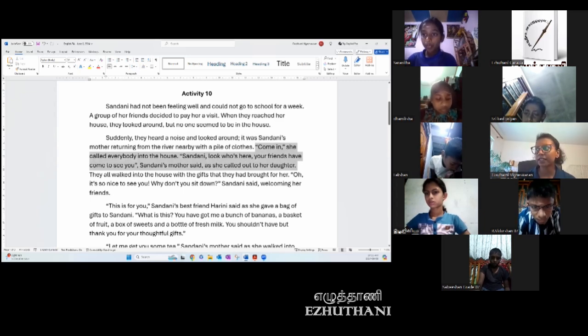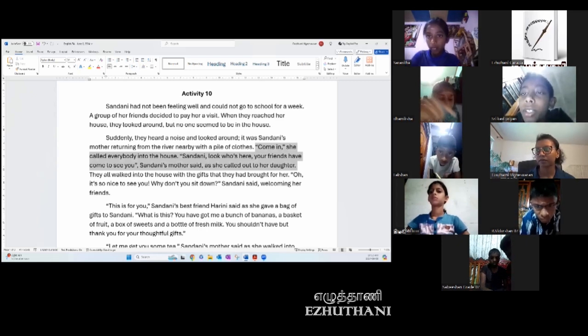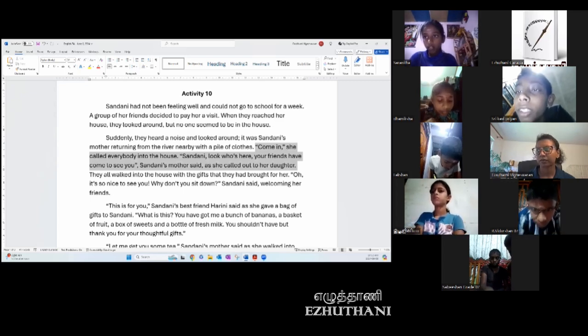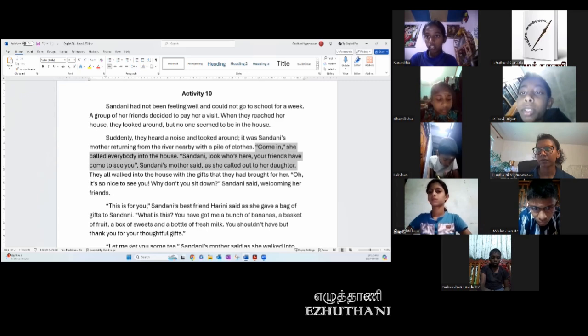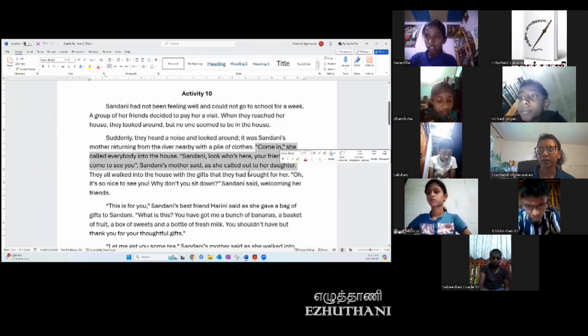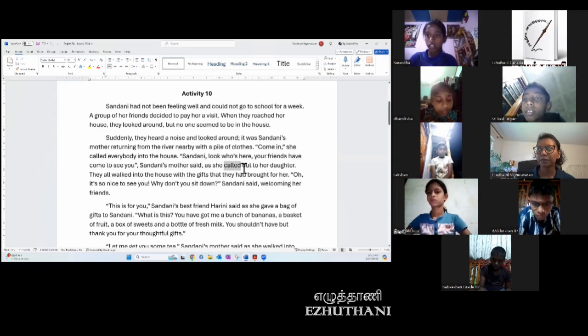Sri Kavipriyan, can you read this next highlighted section? She called everybody into the house. Sandani, look who's here. Your friends have come to see you, Sandani's mother said, as she called out to her daughter. Okay, thank you. This word is pronounced called. Called.